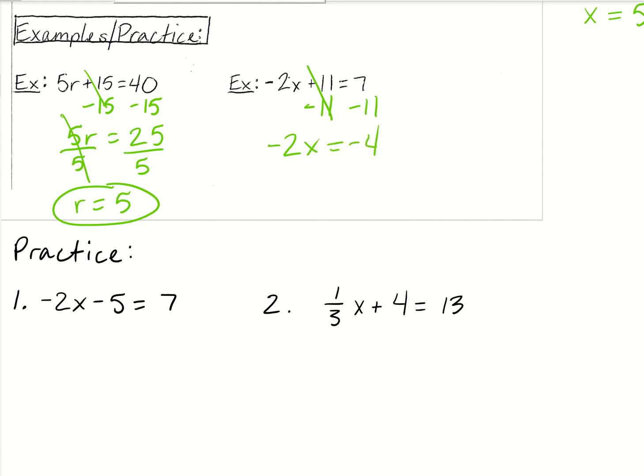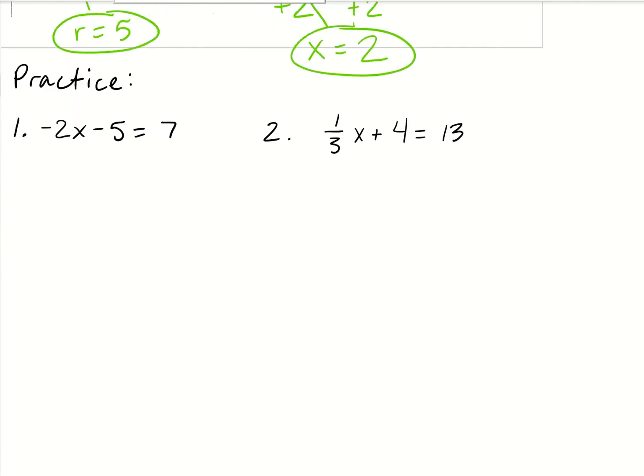Next I have negative 2x. That can be undone with the division property of equality. So that is going to be division by negative 2. Remember, you got to do that negative. So divide both sides by negative 2. Again, 2 negatives make a positive, so there's positives there and positives there. The 2 and the 2 cancel, so you're left with x equals 2. And that is it.